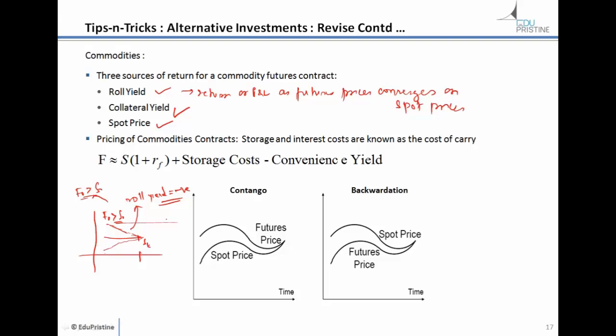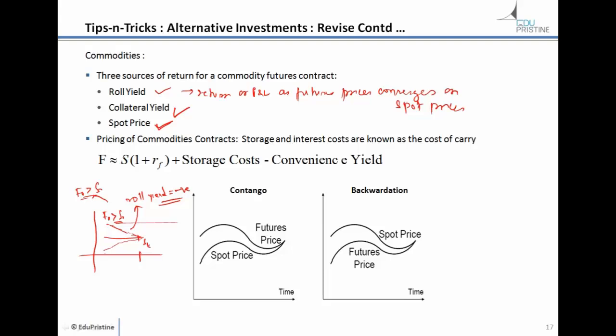Now the next yield is the collateral yield. If we are going to place some treasury bonds or some other bonds as collateral for a commodity futures trade, then the yield which we will get on the treasury bond will be called the collateral yield. And the third source of return is the change in the spot price. In case there is some change in the spot price, I will also get a return.